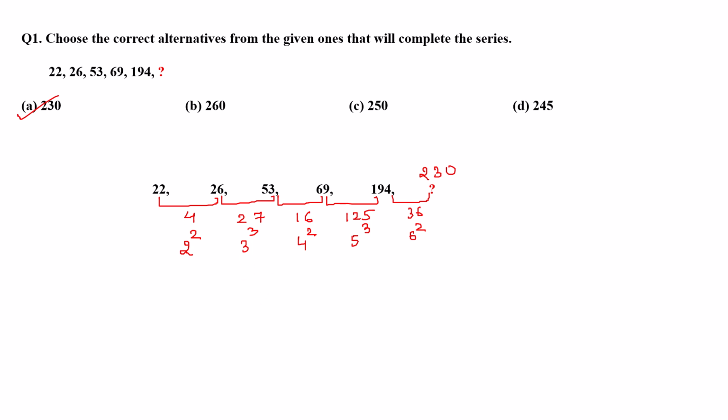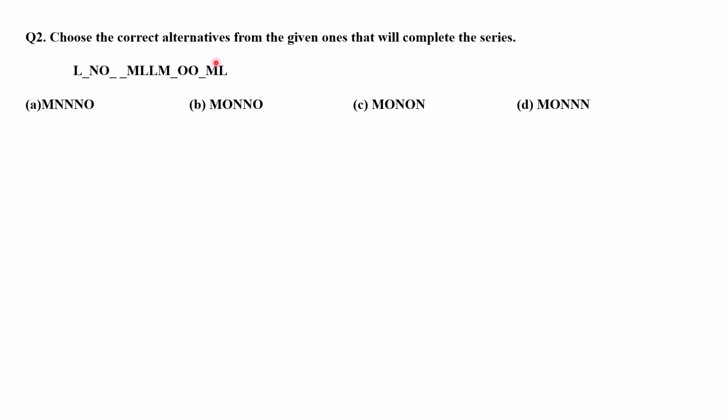Now next question. Question 2. Choose the correct alternative from the given ones that will complete the series. So here you have to complete the alphabetical series. In this type of question, first you count how many letters are there in the series. So if you count 1, 2, 3, 4, 5, 6, 7, 8, 9, 10, 11, 12, 13, 14, 15, 16. I've included the blank places also. So there are 16, isn't it? Now 16, how will you split? You can split either as 4 into 4, or you can split 16 as 2 into 8, isn't it?